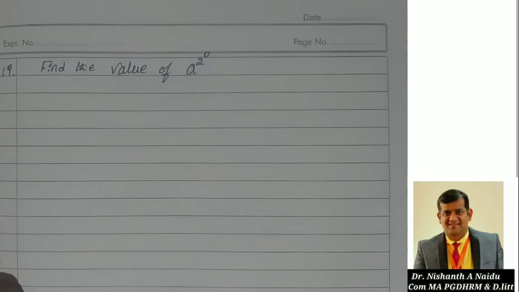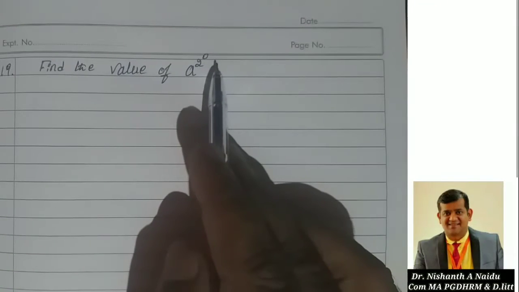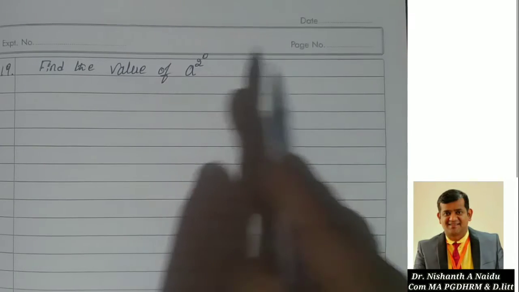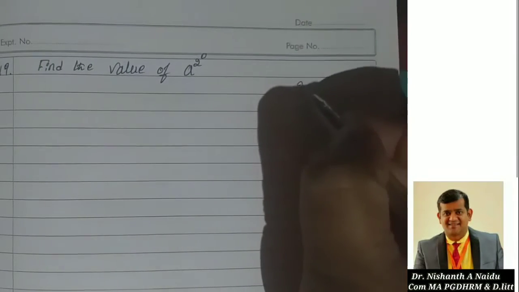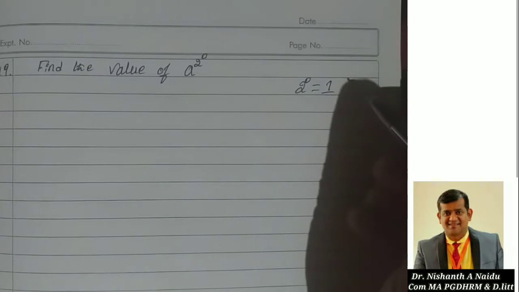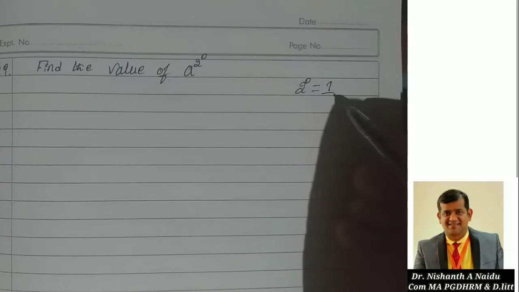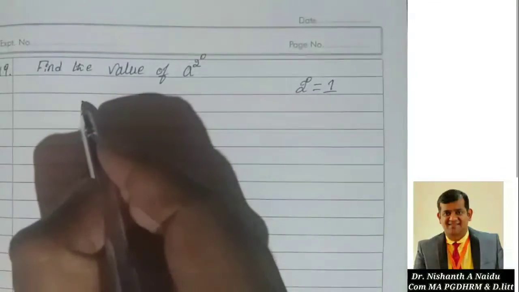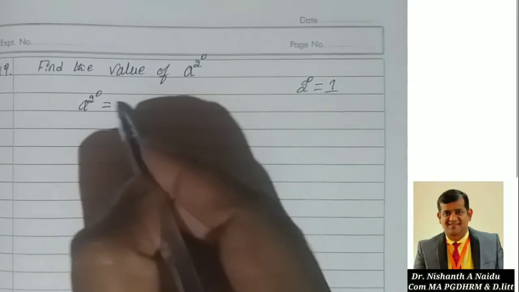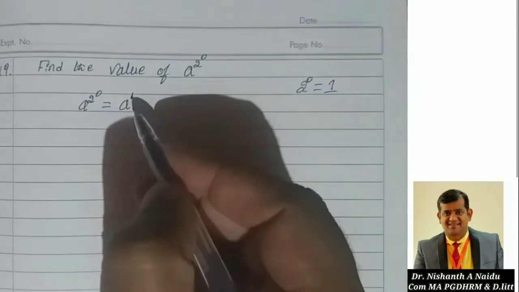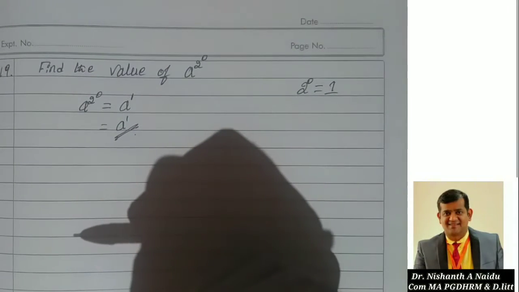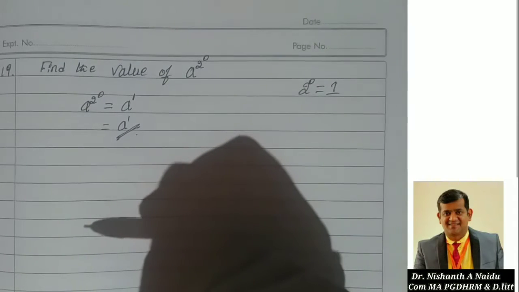So now here, what is the problem? A to the power 2, 2 to the power 0 has been given. So 2 to the power 0 value is how much? 2 to the power 0 is equal to 1. When a to the power 0 is equal to 1, then 2 to the power 0 is also 1. Therefore, the value of a to the power 2 to the power 0 is equal to a to the power 1. So the ultimate answer is a to the power 1. Okay? Clear?